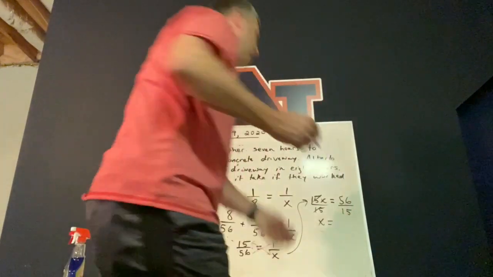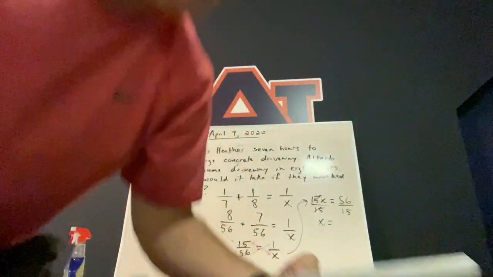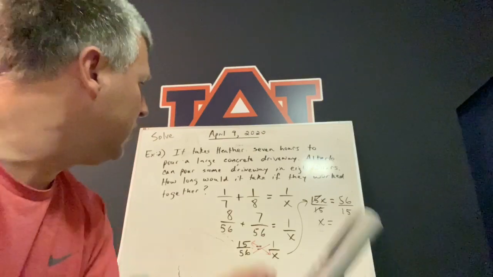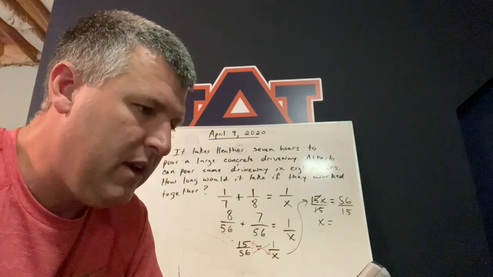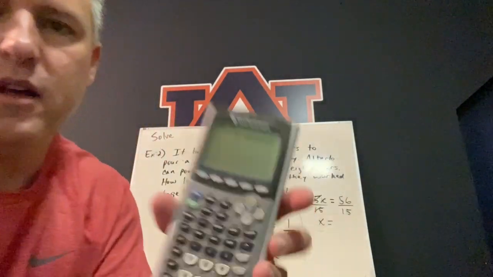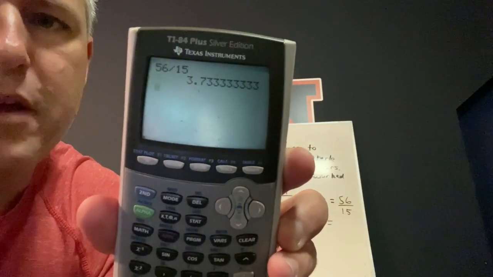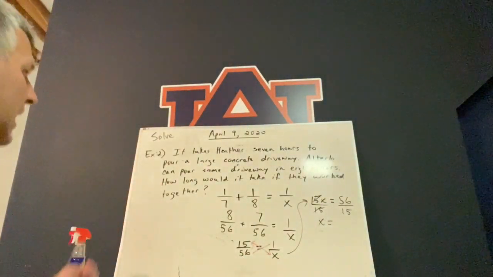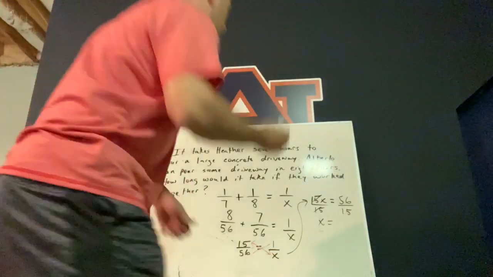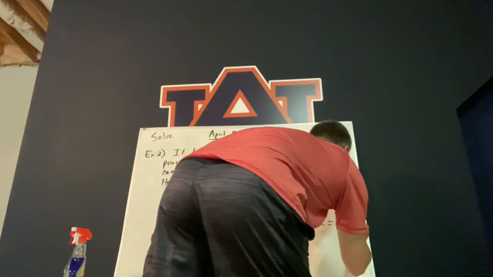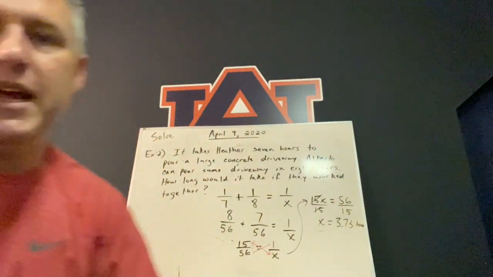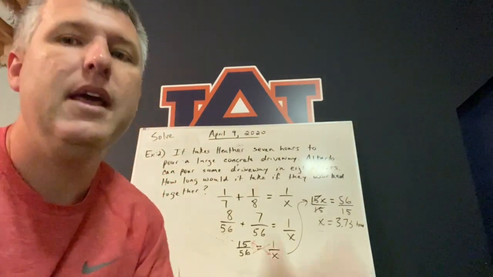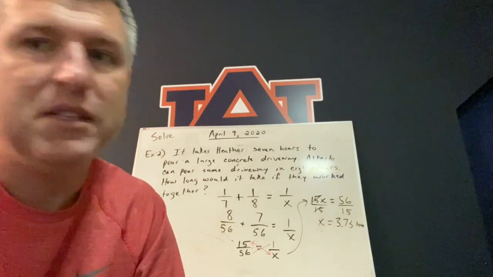x is equal to, and you can use a calculator on your phone, whatever. We're going to say 56 divided by 15. And we get, as you can see, 3.73. That is 3.73 hours. So, it takes Heather 7 hours, takes Alberto 8. But if they work together, it only takes them about 3.73 hours.